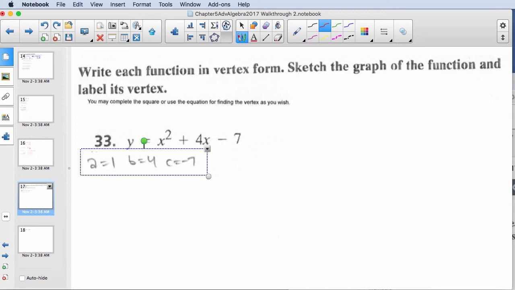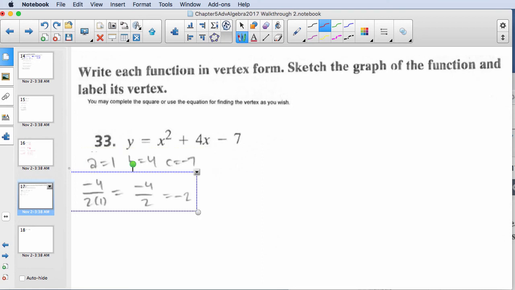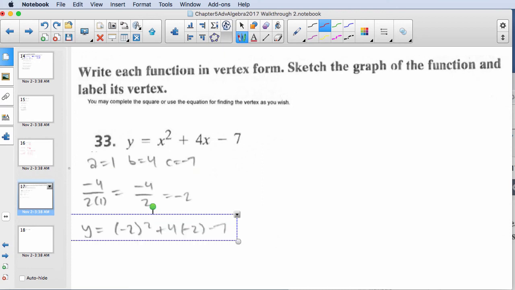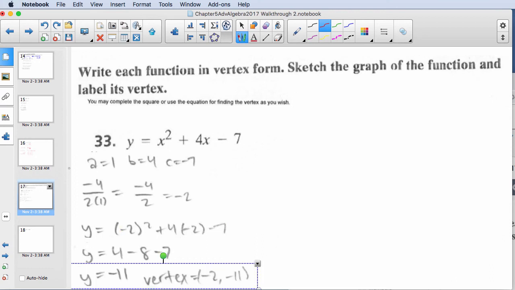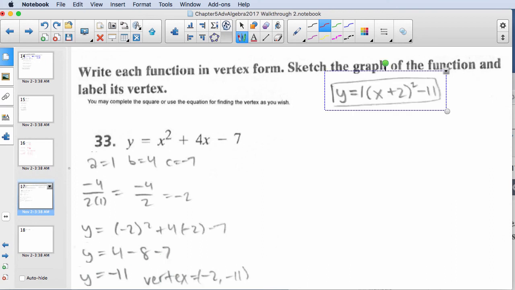So if we're going to use the original form, we write down the values of a, b, and c. We use minus b over 2a to get the x-coordinate of the vertex, which in this case is going to be negative 4, negative b over 2 times 1 for a, so that gives us negative 2. We plug that value in for x, and we get that y is equal to 4 minus 8 minus 7, which is minus 11. That means our vertex is minus 2, minus 11. That gives us a vertex form of y equals, she wrote down the 1, which is the a value, that's good, x plus 2 quantity squared minus 11.